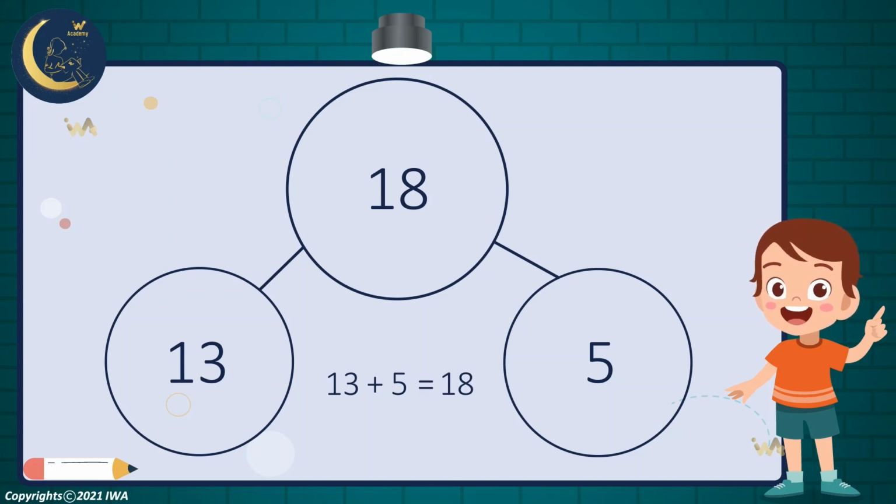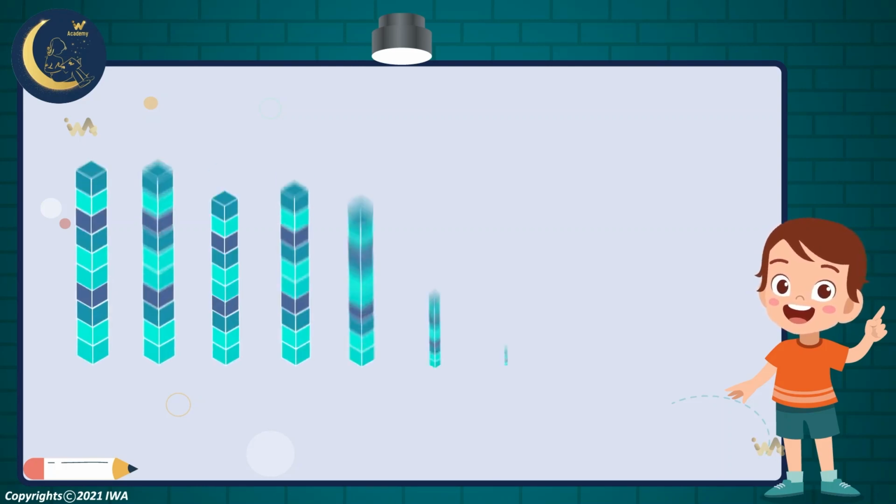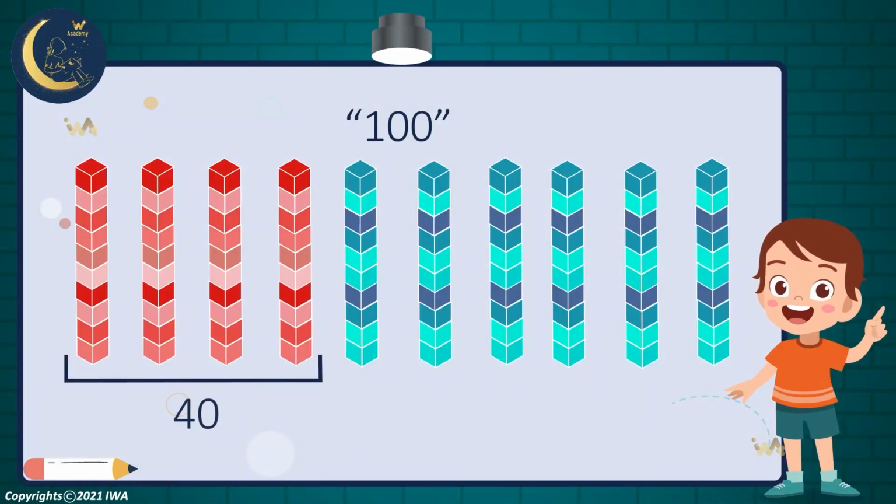You're brilliant. Now, my friends, how about we look at the components of number 100? Look at these beautiful cubes. In each group, there are 10 cubes, so we have 100 cubes. What would happen if we take the first 4 groups from this side? We would have 40 cubes, and we will be left with 60 there.